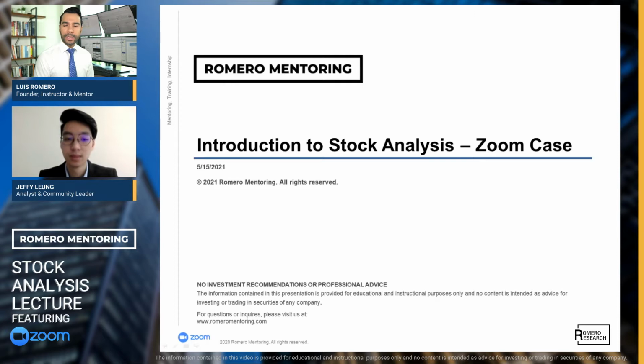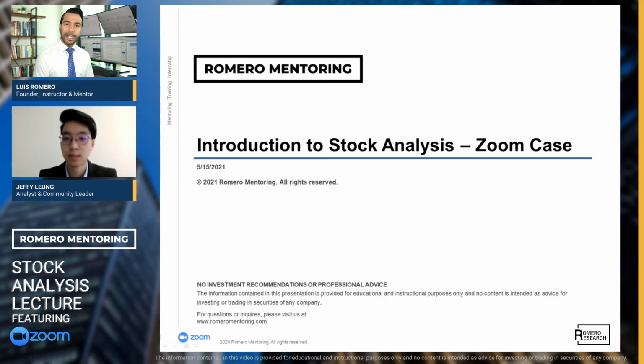And what we're going to do in this session is walk you through our simple three-step process of evaluating a stock: understanding the situation of the business, applying technical skills, and ultimately coming up with your investment thesis based on your research and your understanding of the stock. And also, we're going to go through the presentation that was put together by one of our community leaders and student analyst, Jeffy, to better help you understand what a final product looks like when you're pitching a stock.